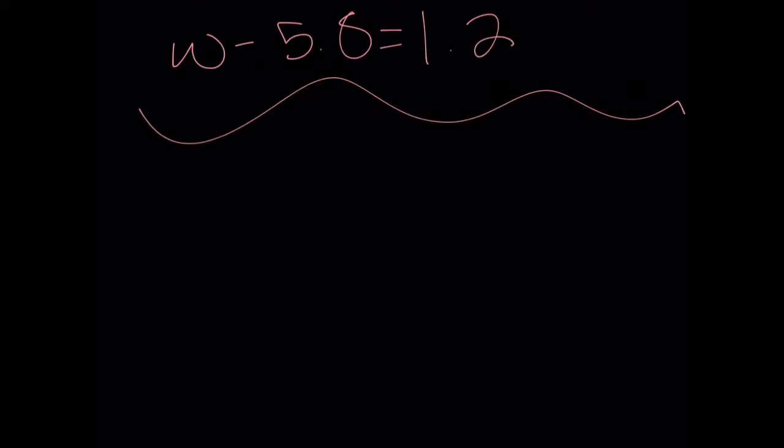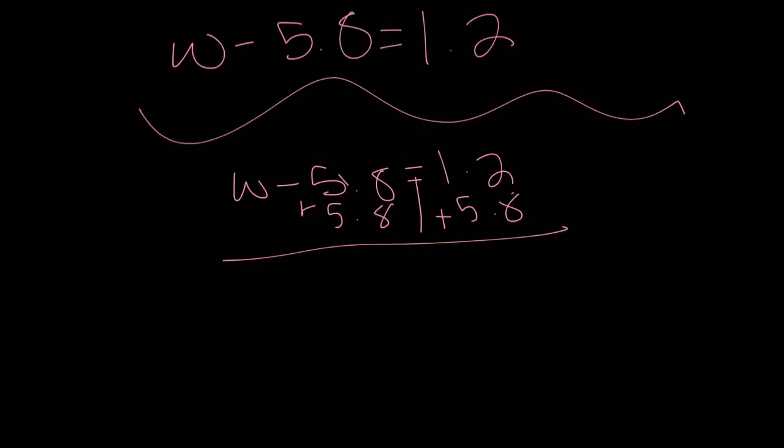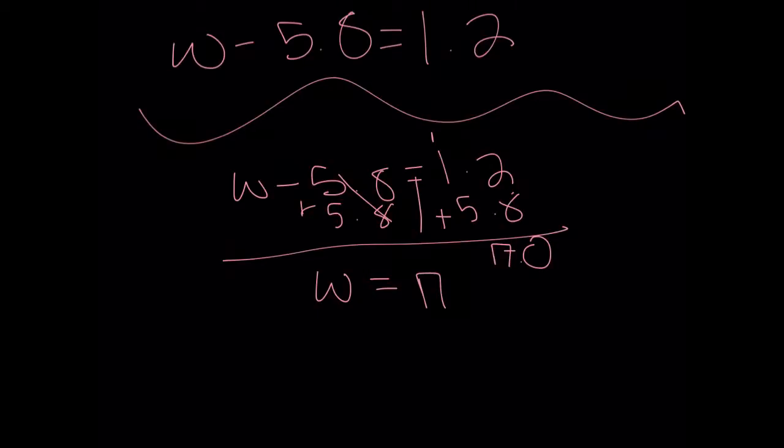Okay, so first you're going to start with rewriting the problem. So it's W minus 5.8, which equals 1.2. And then since it's a subtraction problem, you're going to add 5.8 on both sides of the equal sign. So it's plus 5.8 and plus 5.8. So it cancels out this 5.8, which leaves W by itself. So W equals, then you're going to solve this problem, which is 10, carry the 1, and that's 7.0. So W equals 7.0.